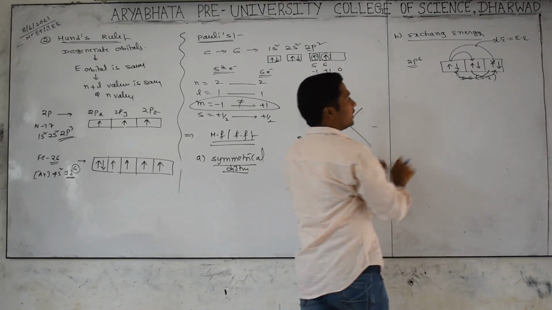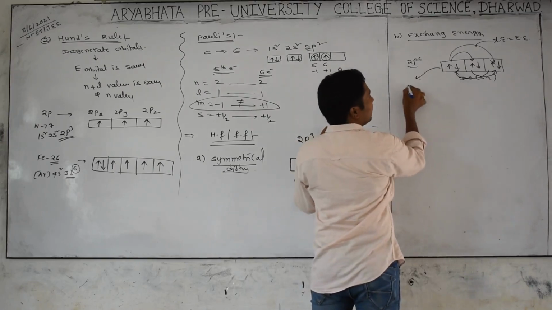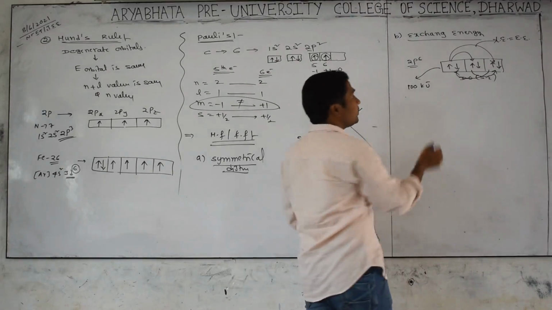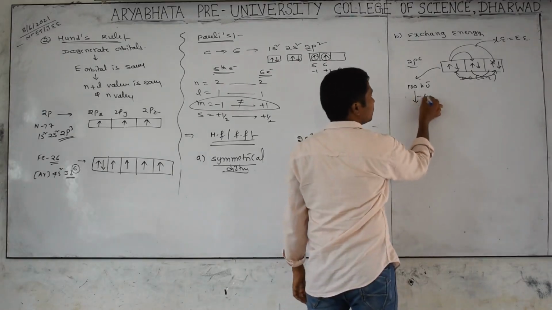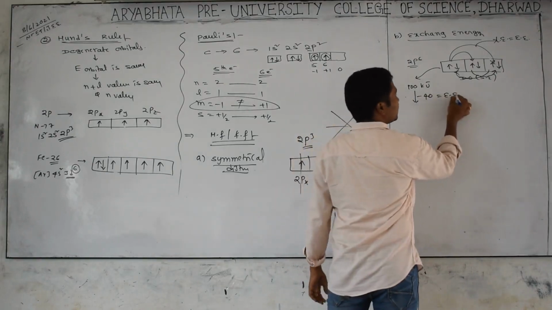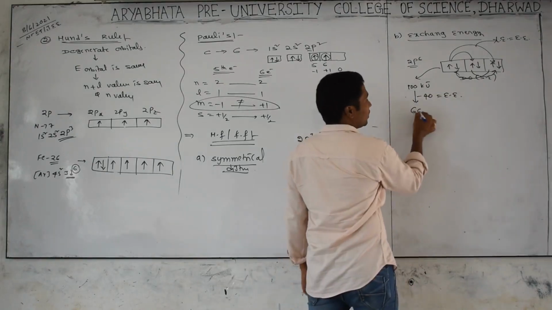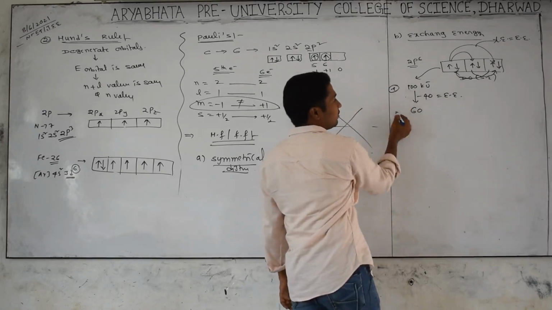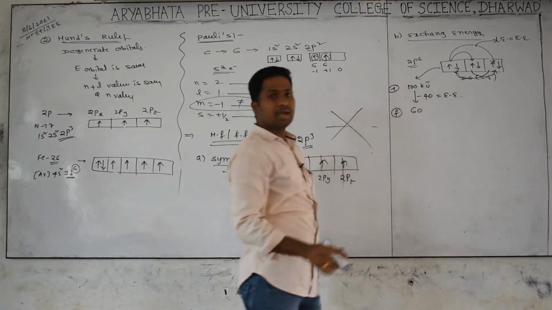Now take an example: initially we have 100 kilojoules of energy. Because of the jumping, energy will be lost. For example, 40 kilojoules of energy is lost. That is what we call exchange energy. Finally, we got 60 kilojoules of energy. Compared with the initial, this is the final. Finally, the material has less energy.